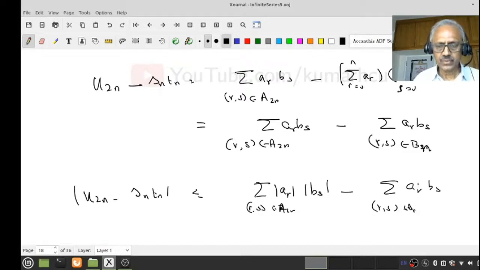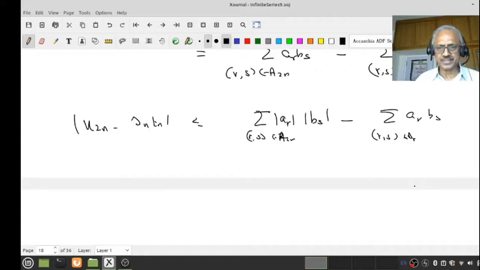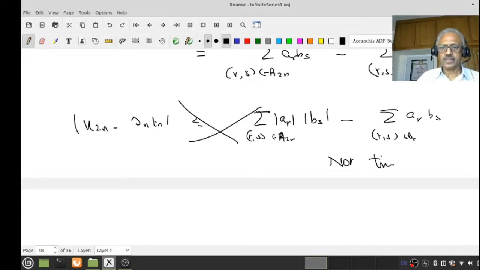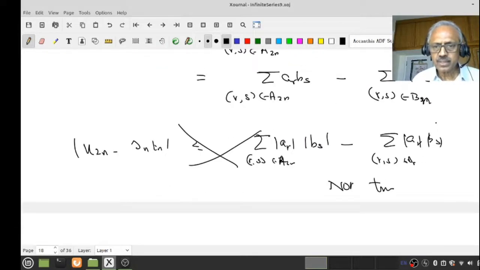So I have to show some kind of finesse in algebra. This is not true, right? This cannot hold, this is modulus if you want. So I have to be slightly more careful. How will I do that? Let us look at this.